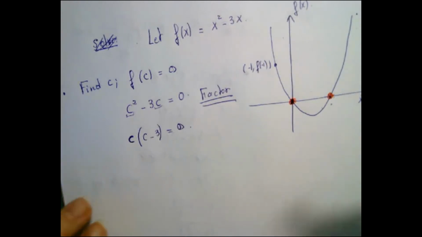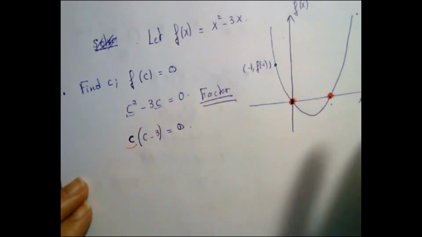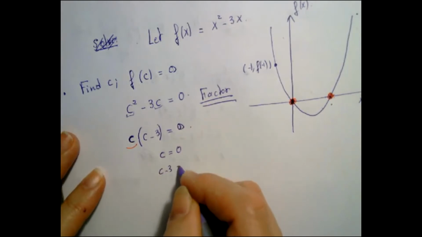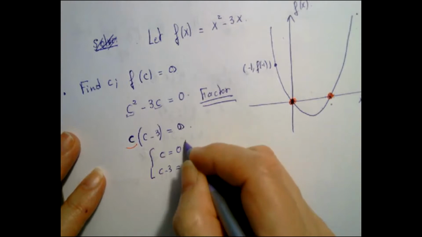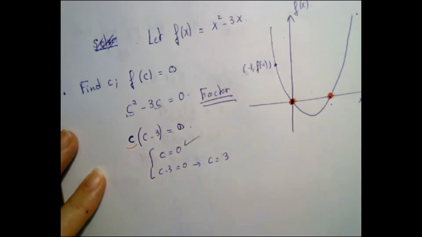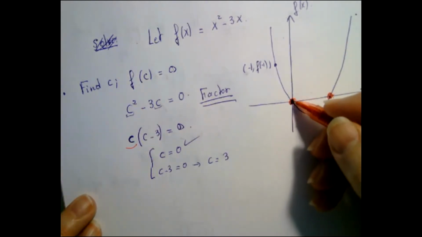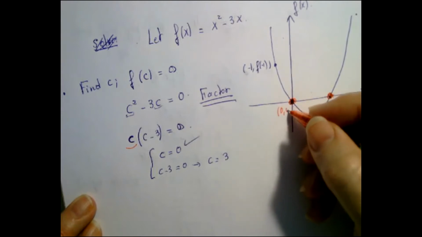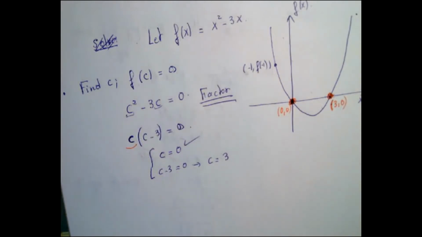How can this product be 0? It means that C equal to 0 or C minus 3 equal to 0. C equal to 0 is there. This will give me C equal to 3. So in the graph of the function, the way I graphed it, this point here is 3, 0, and this point, of course, is 0, 0. That's really graphically what it means. That's why we solve, so we can understand the graph.